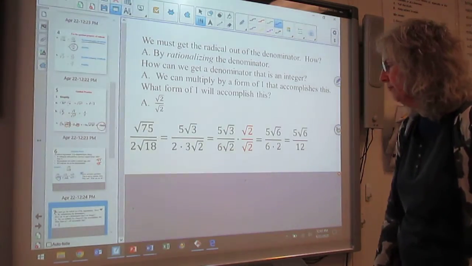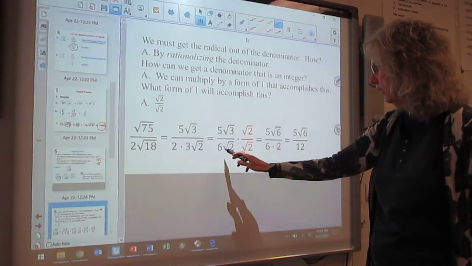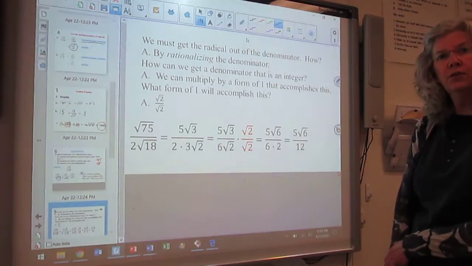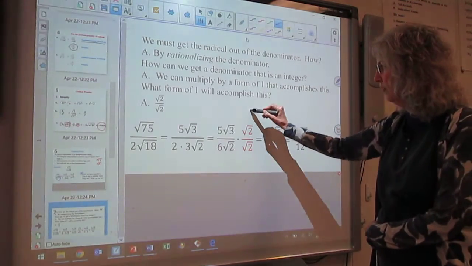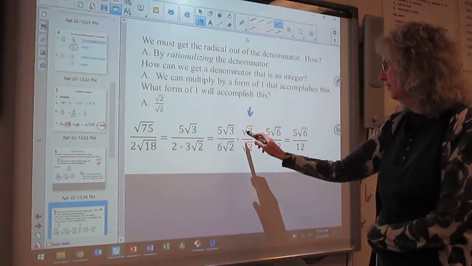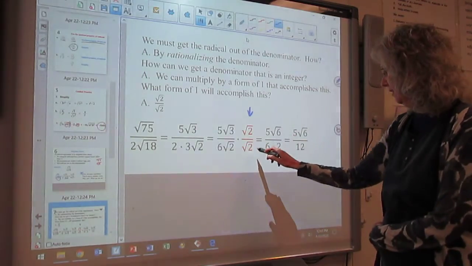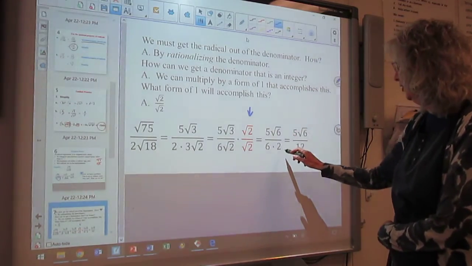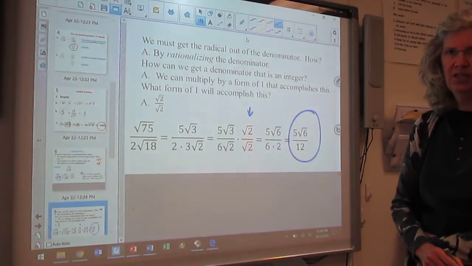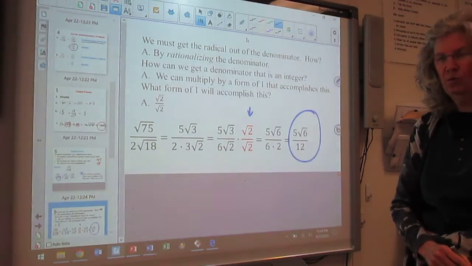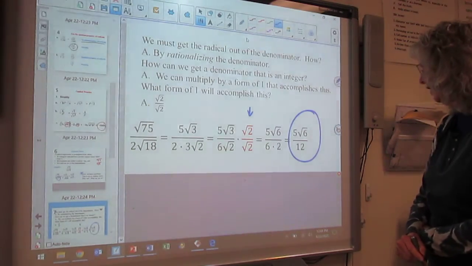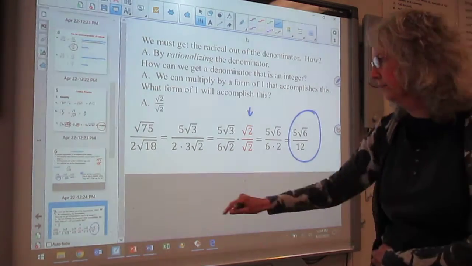So let's look at this. We left off here with 5 the square root of 3 over 6 the square root of 2. We're going to multiply by the square root of 2 over the square root of 2. This is a form of 1. We can do that without changing the value. 5 the square root of 6 over 6 times the square root of 2 times the square root of 2, which is 2, and we are left with a rational expression in simplest form where we have no perfect squares under a radical sign, we have no fractions under a radical sign, and we have no radical in the denominator.